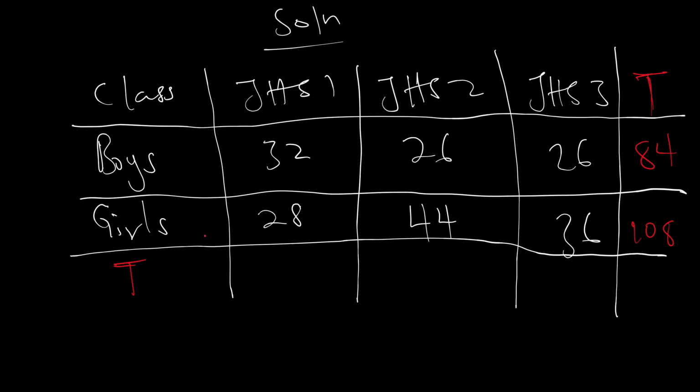Now we can say that the total number of students in JHS1 is 60. The total number of students in JHS2 is 70. And the total number of students in JHS3 is 62. Now this plus this plus this, or this plus this, should give us 192. So this would be the total number of students in the school.